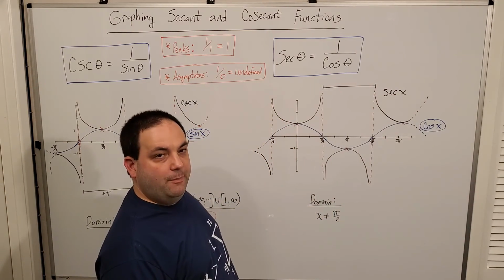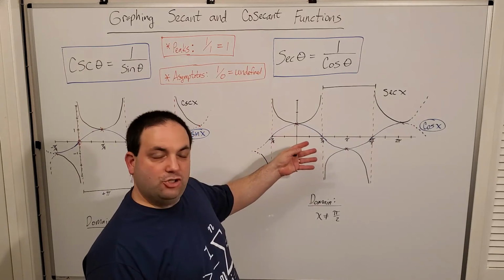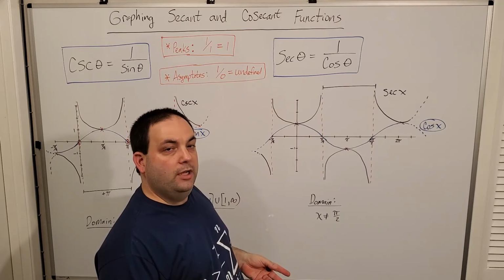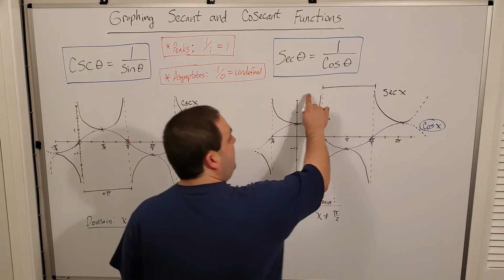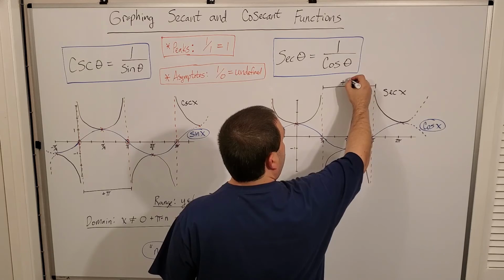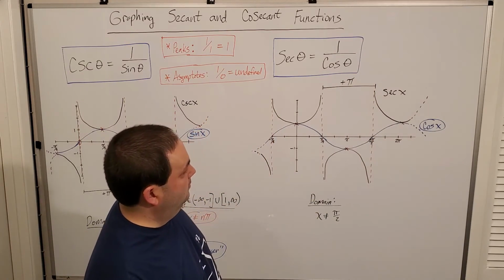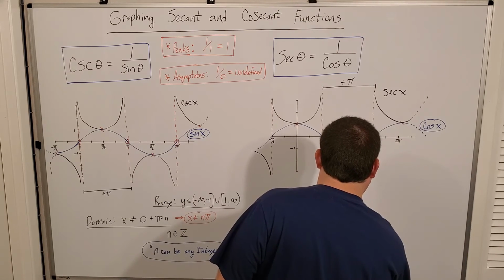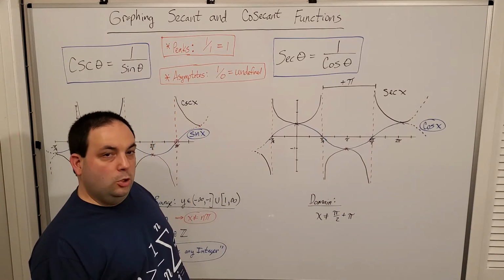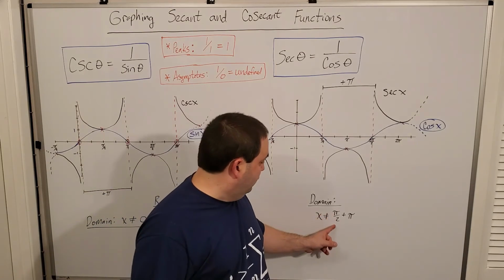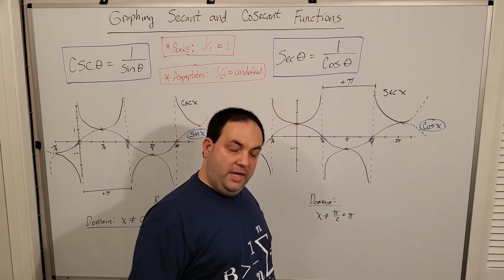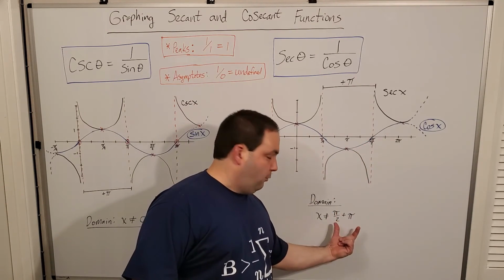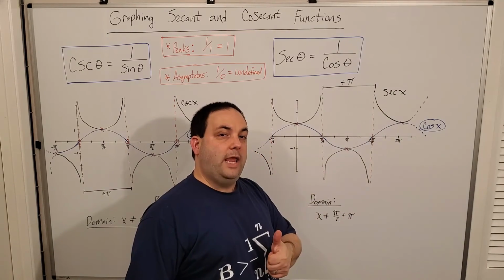Now, what's the gap between two asymptotes? Remember, it's going to be half of a period. And right now, we have not changed the period. Secant and cosecant have a natural period of 2 pi. So that means I'm going to be adding pi here. So, do that. Plus pi. Absolutely true. Pi over 2 plus pi, if you just add that up, is 3 pi over 2. Lo and behold, x cannot be 3 pi over 2. That's still a true statement.